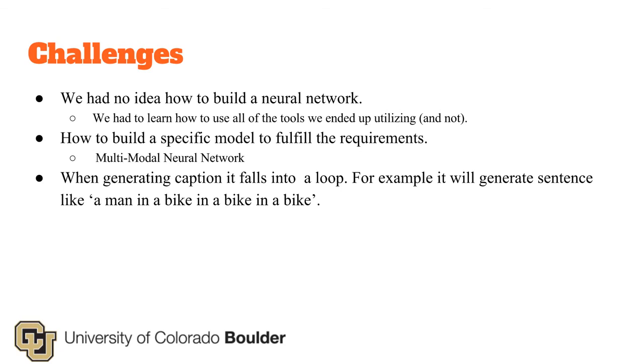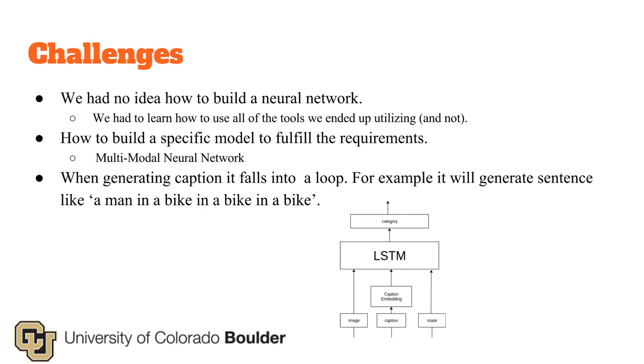And then also, the classic challenge that we ran into was when generating a caption, it fell into a loop. So, for example, this was when it was going to generate a sentence on an image like "a man and a bike and a bike and a bike." The reason for this can be seen in this diagram. Initially, when we were creating the LSTM, we weren't including the current caption position. So we only had the image, the caption, and the mask going in without the position. That position is what we needed, though, to keep us continuing on instead of getting stuck in that loop.